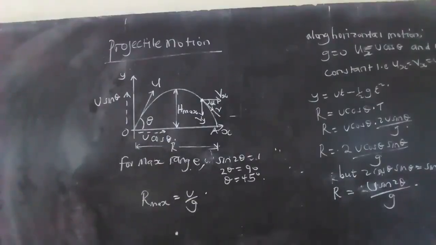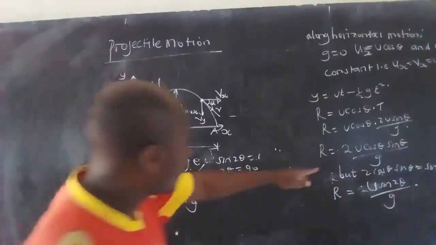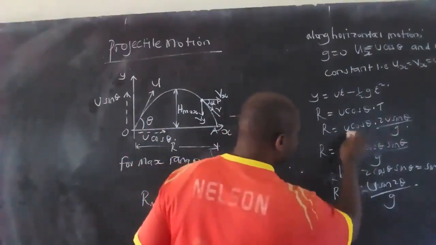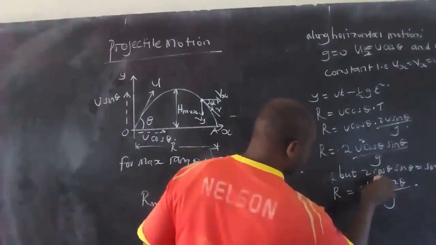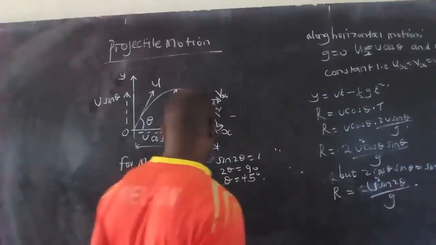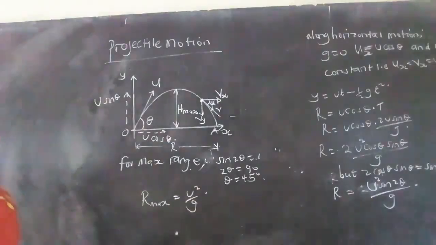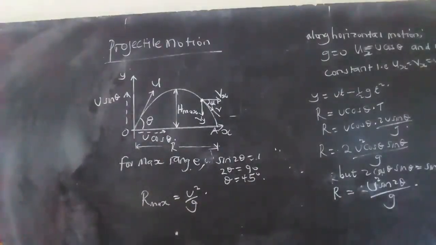U over g. I think we made a mistake here. This is u squared, okay? U times u is u squared. So here it is to be u squared over g. Is that okay? Then from there, we are now going to look at the equation of trajectory.